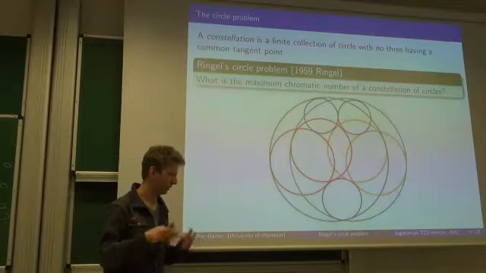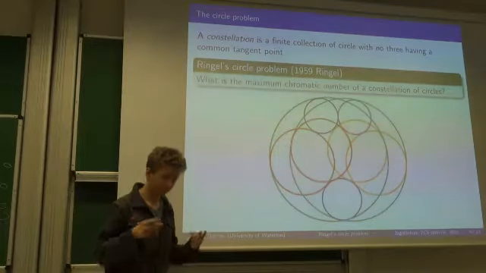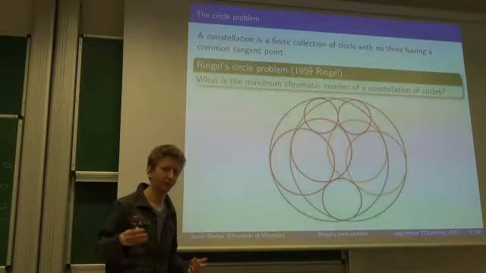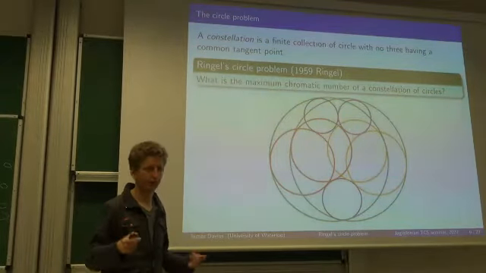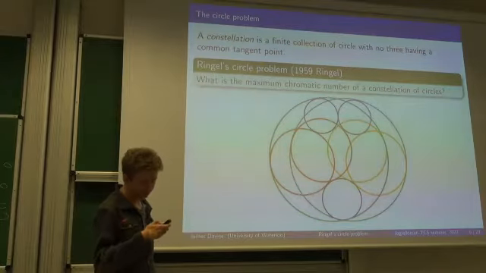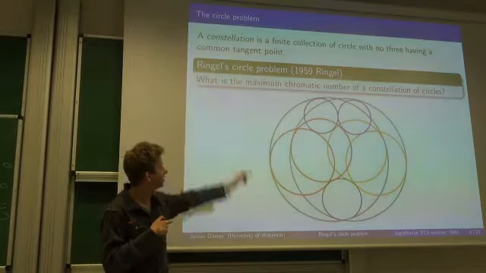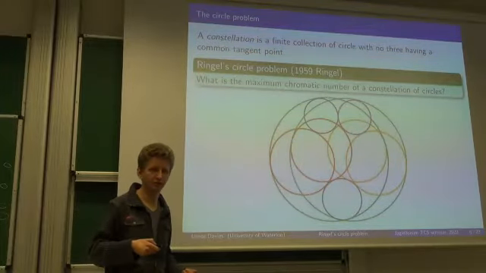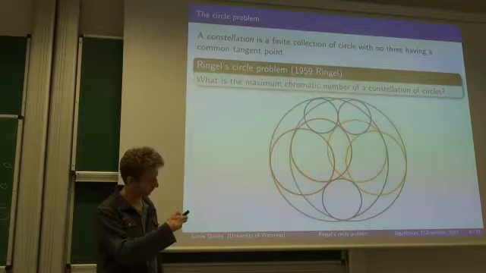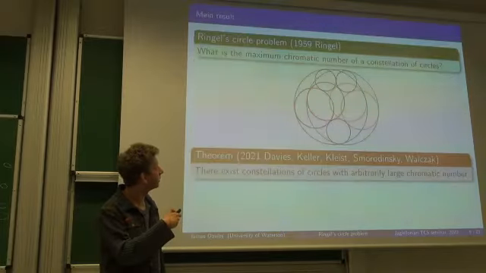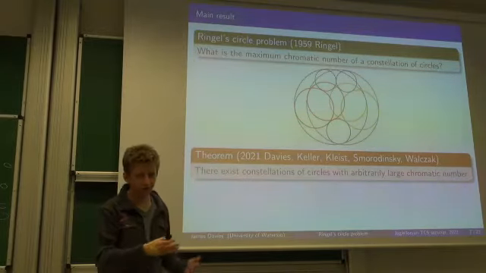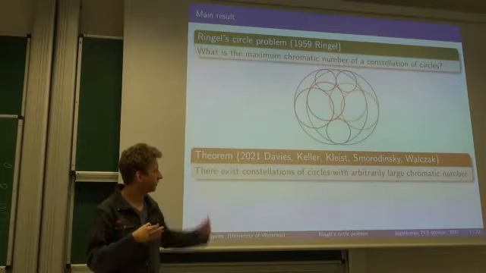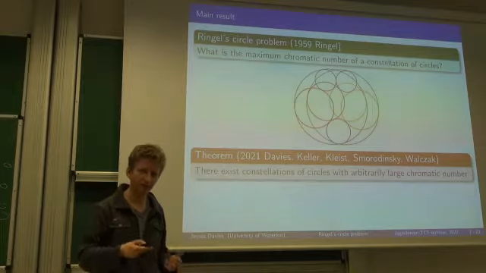So the upper bound: something that distinguishes this problem from the other 3 circle problems is that no finite upper bound for the number of colors you need to use on these graphs is known. So actually the main component of Ringel's circle problem was essentially asking if a finite number of colors is enough or not. So our main result is an answer to this question, which is no. Actually, you can find constellations that require arbitrarily many colors.